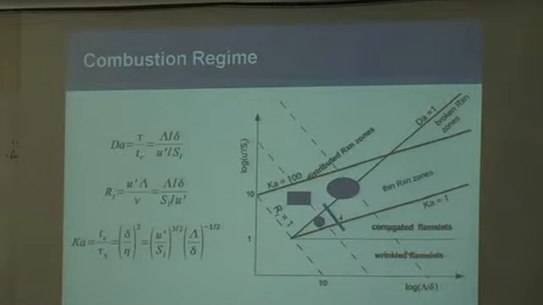And this is, I borrowed this diagram from Norbert Peters' book. And the Ka equal to 1 line is of significance. What that means is your chemical time scale is of the order of the Kolmogorov time scale. Okay, that's what it means.